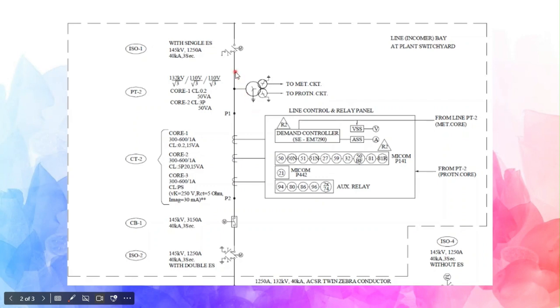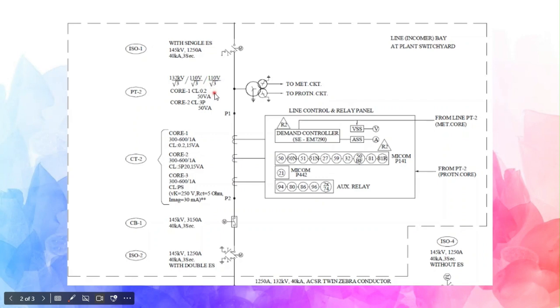CT and PT are always connected, I mean rated, in the phase voltage. This is a 132 kV substation, so phase voltage is 132 by root 3. So that is how it is defined. When we define a PT, we define it like that: 132 by root 3 kV by 110 by root 3 volt by 110 by root 3. So this is a PT 132 kV by 110 volt. The secondary is 110 volt, which is the control voltage.